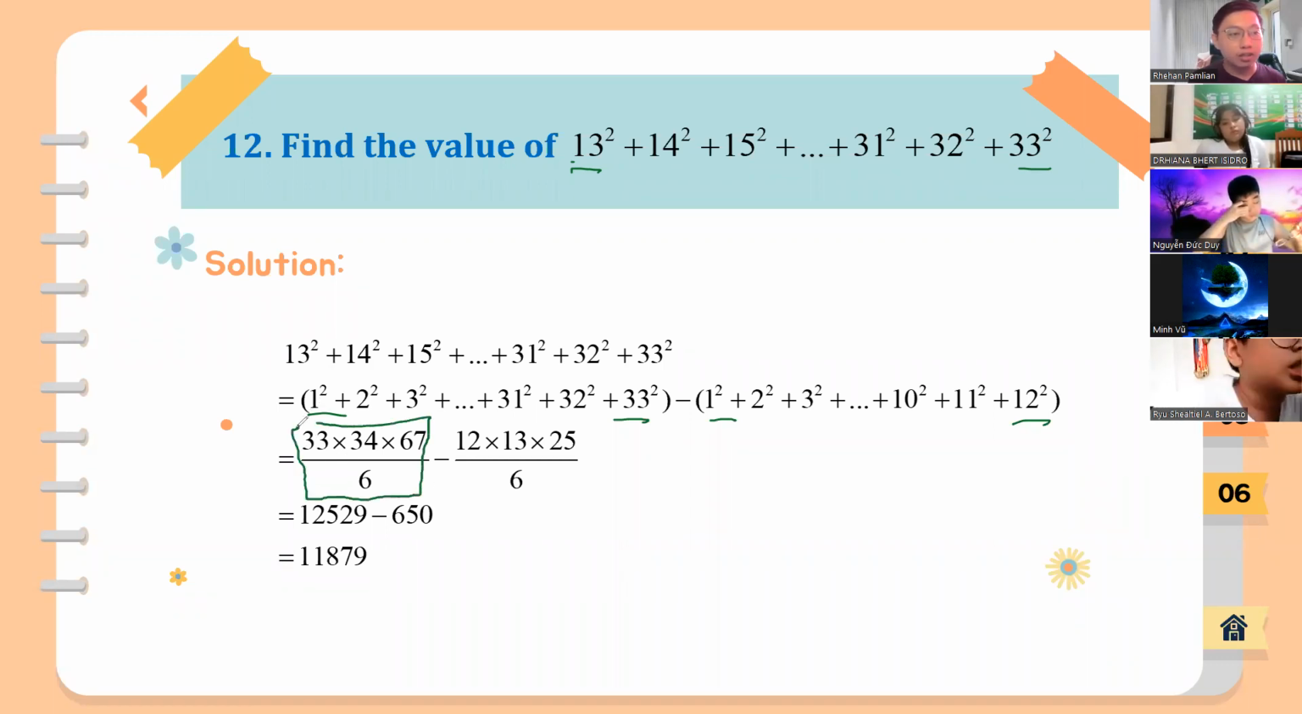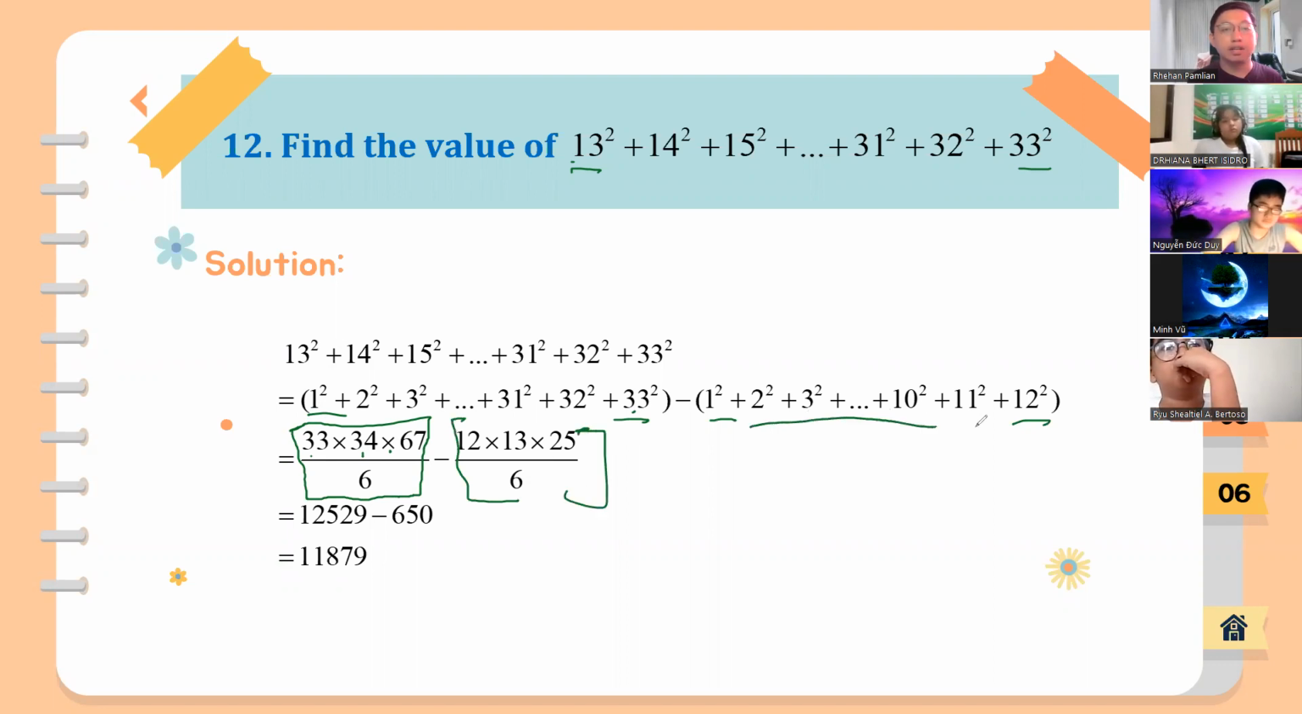So first perform this part. Why did we have this? Because we're getting the sum of squares from 1 to 33. So 33 times 34 times 2n plus 1, so 2 times 33 plus 1, that is 67, all over 6. And then on the other side, this part here, 12 times 13 times 25 over 6. Why is it 12? Because your n is from 1 to 12.